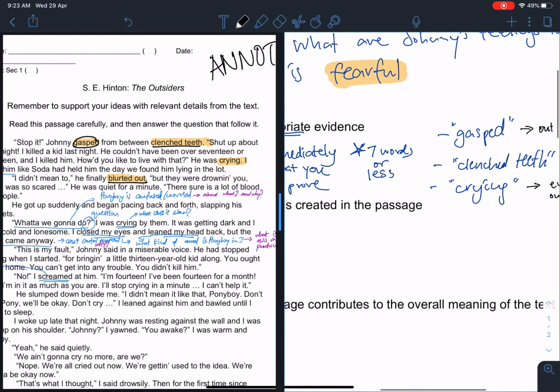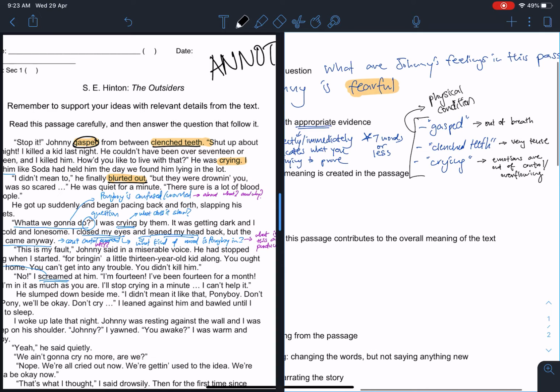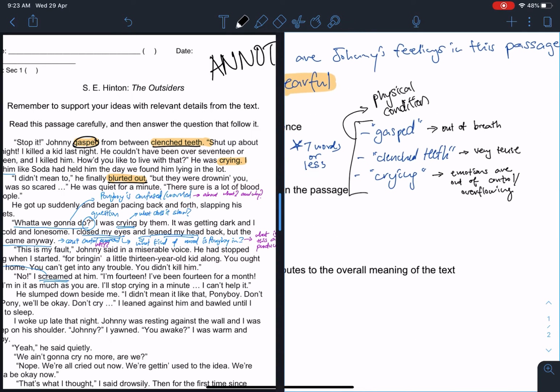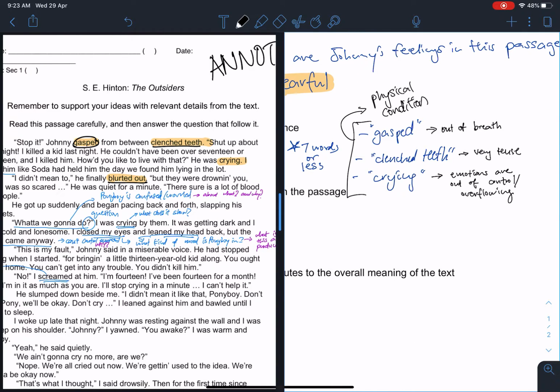Now, if I wanted to go a step further, I could even try to draw a pattern and show that all these three are actually from Johnny's physical condition. As opposed to what he is saying, I look at Johnny's body language instead, and I know that he is afraid. So how do I explain this? I will explain that the fact that Johnny gasped and has clenched teeth indicates that he's very tense, out of breath.